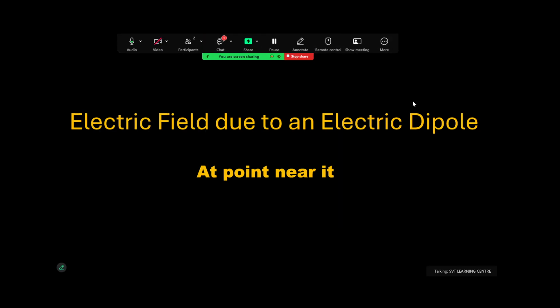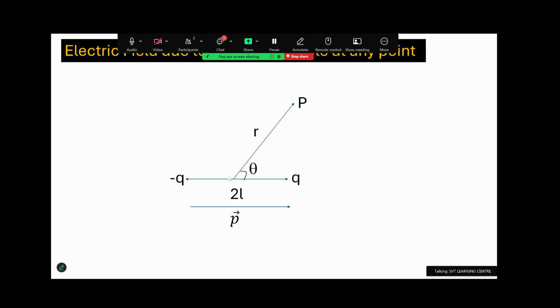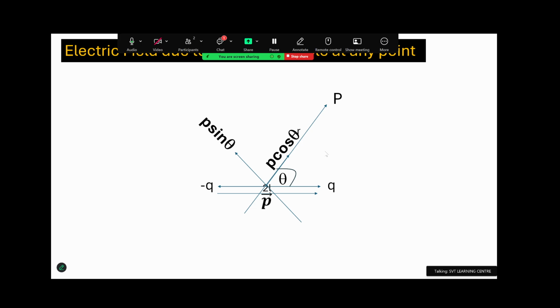Now we look at the electrical field at a general point. So see, we have a dipole, minus Q and plus Q. P is any point near the dipole. Its distance from the center of the dipole is R, and the line joining the center to P makes an angle theta. So dipole moment is QP, which is 2L into Q.